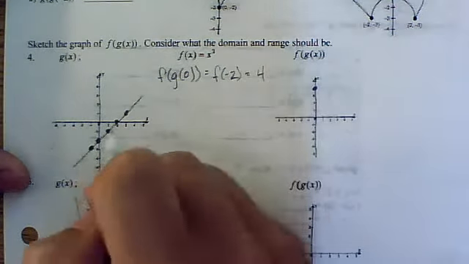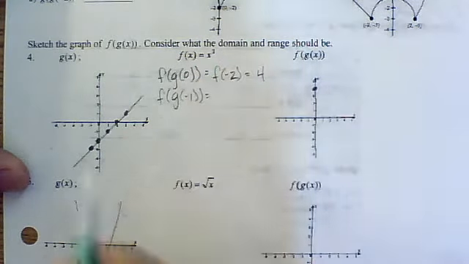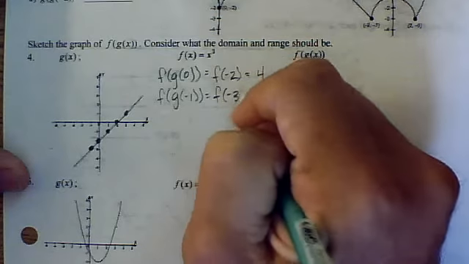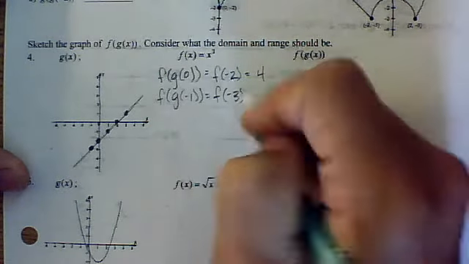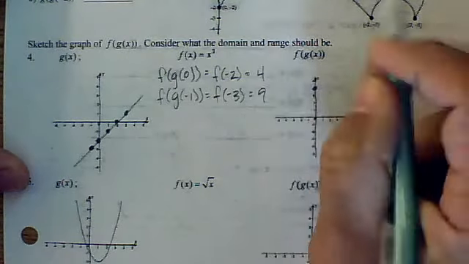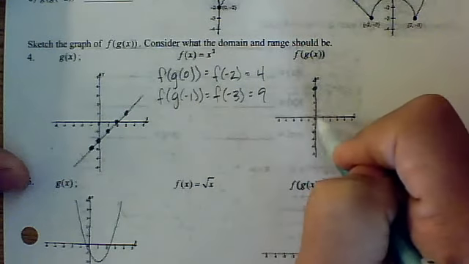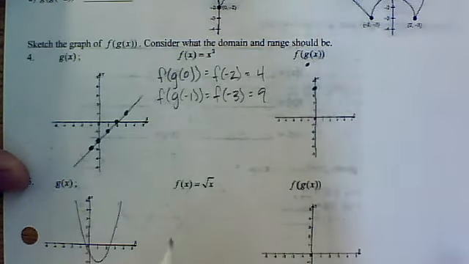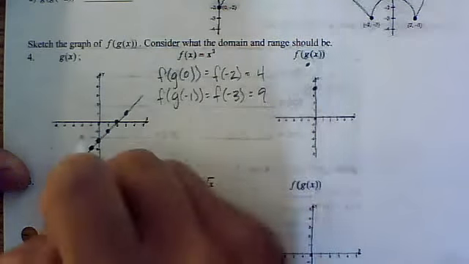Okay, let's choose negative 1. So f of g of negative 1. g of negative 1 is negative 3, so we're finding f of negative 3. When I plug that into the f function, I get 9. So (negative 1, 9). We'll say it's somewhere up there. Okay, keep going.